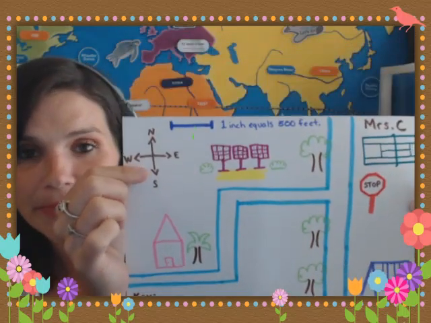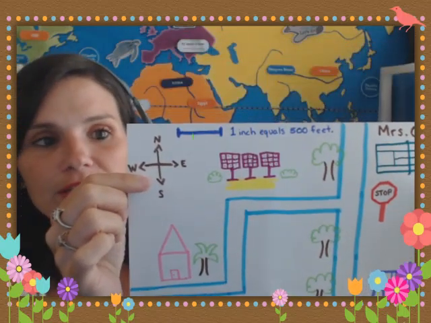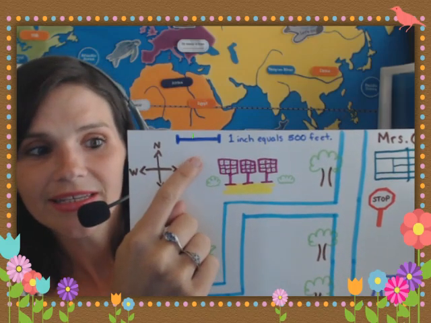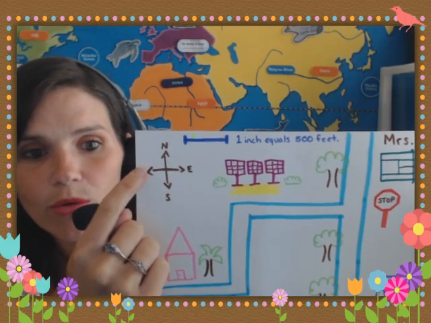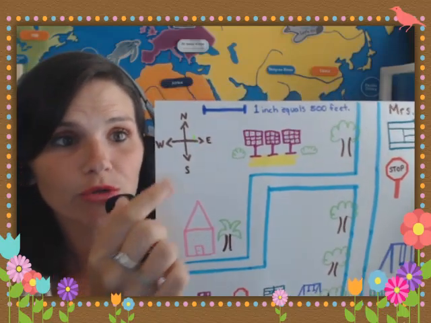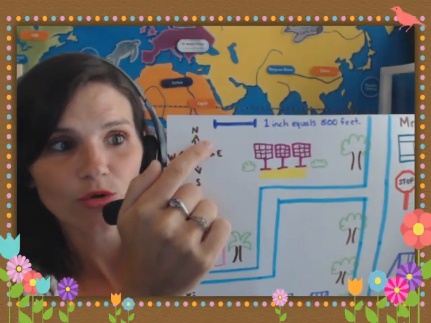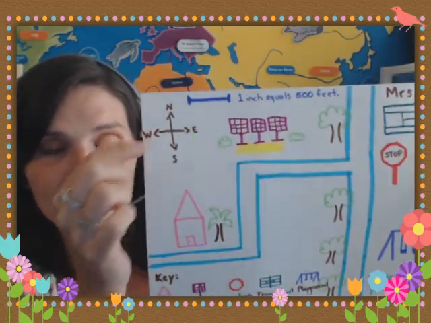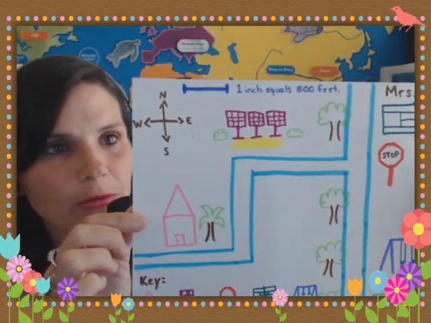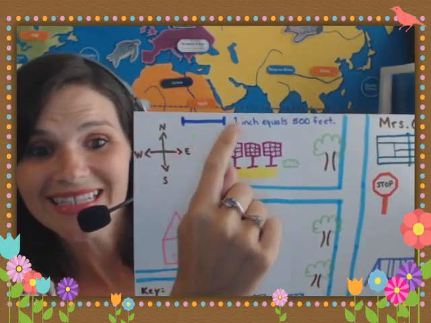I also added a compass rose. Remember, a compass rose shows directions: north, east, south, west. You can actually add directions in between as well if you wanted to. You could add something like northwest or northeast, but that's up to you. This is a simple, common compass rose. It's not very detailed.